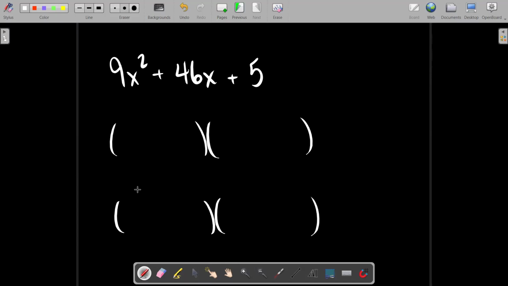Because of the 9. And 9 is the first time we have seen a number in this red box that is not a prime number, meaning there's more than one way to make 9. If it was a 7, we knew it was a 7 and a 1. 2 is 2 and 1. 3 is 3 and 1. 5 is 5 and 1. 11 is 11 and 1. But 9, this is where it gets a little rougher. It could be a 9x times an x, or what else?